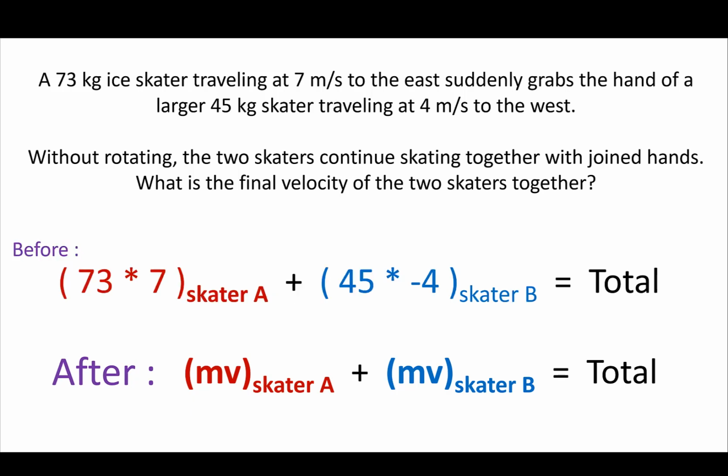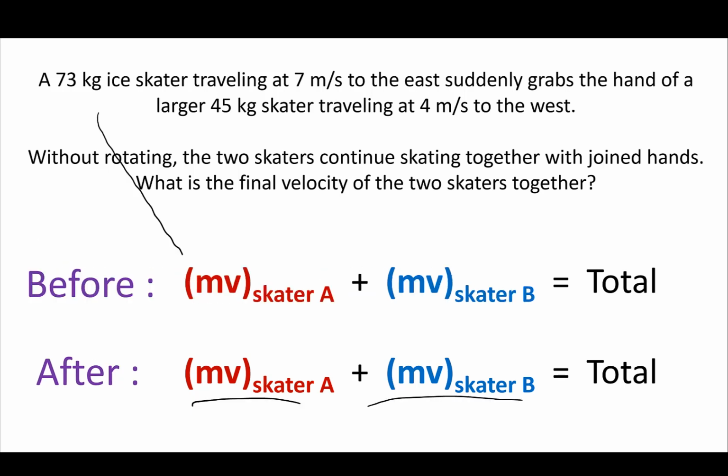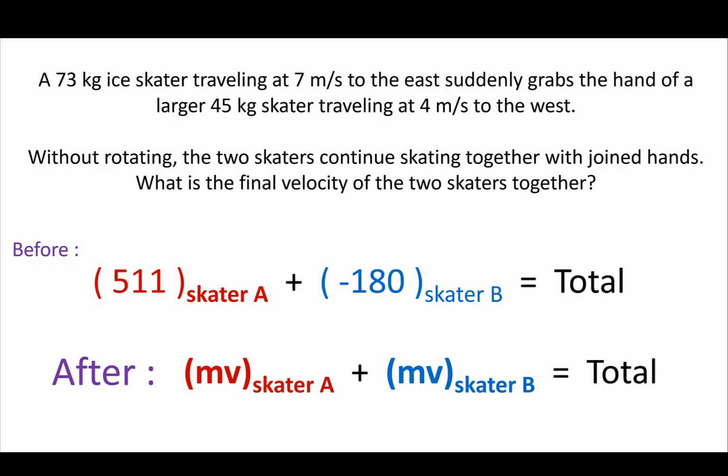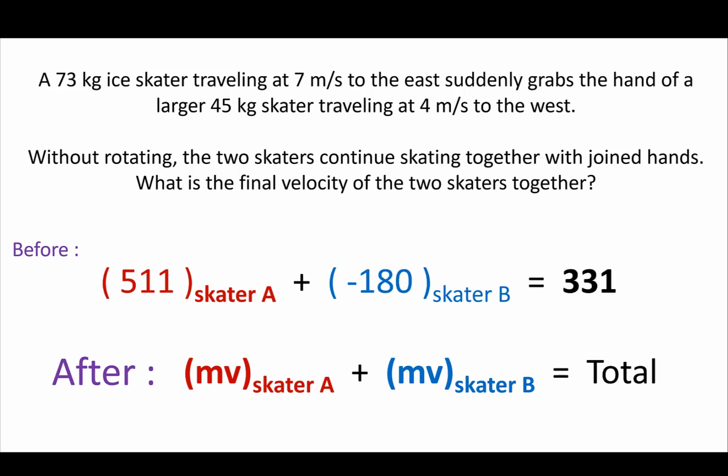You can combine them now or later if you want. Anyway, we can plug in these numbers. We know the mass of skater A. We know how fast they're going initially. We know the mass of skater B and how fast they're going initially. So we can get the total momentum before they join hands. So you can plug in those numbers. And when you chug through the math, you'll figure out that the combined momentum is 331. And it looks like it's positive 331. So after, that's going to be the same amount, because the total momentum never changes.